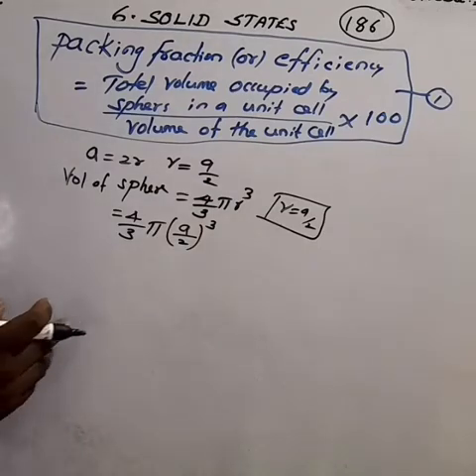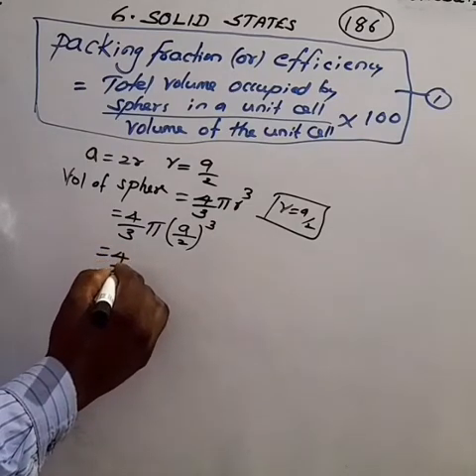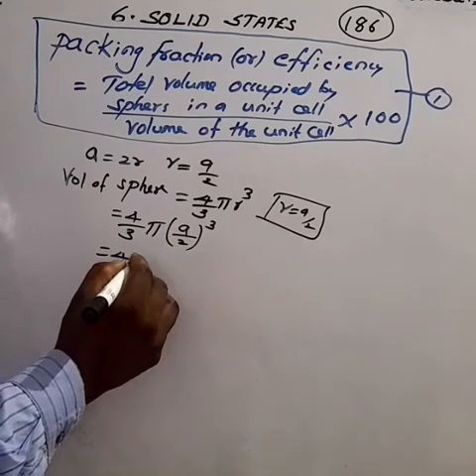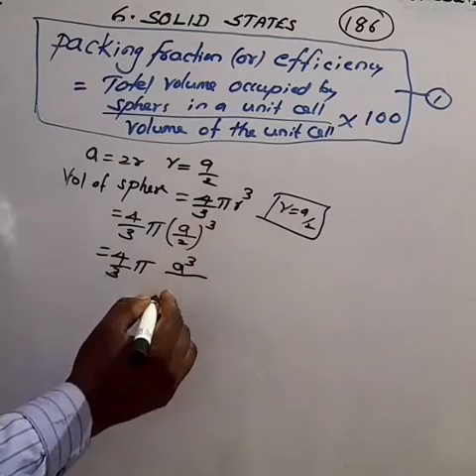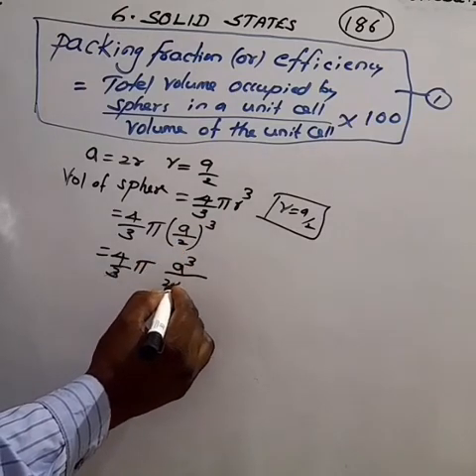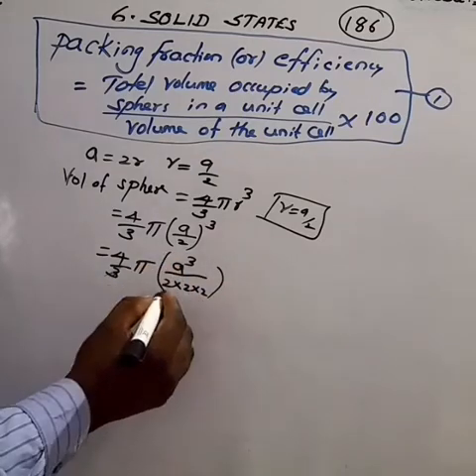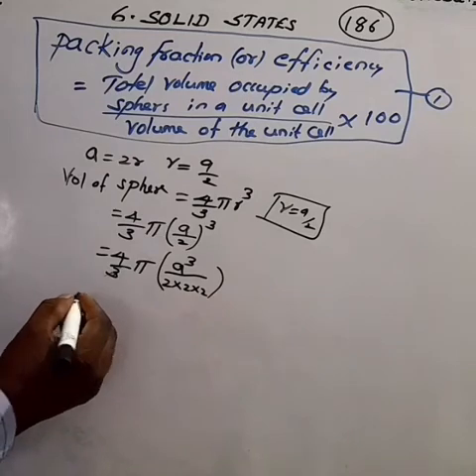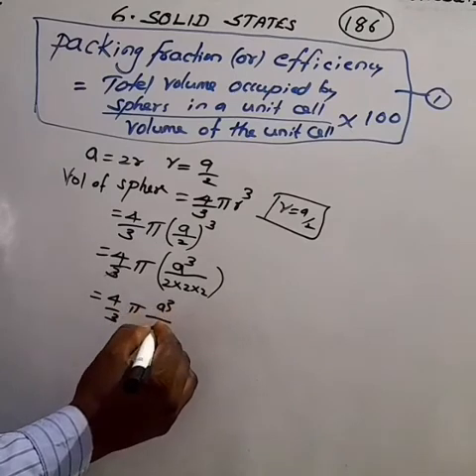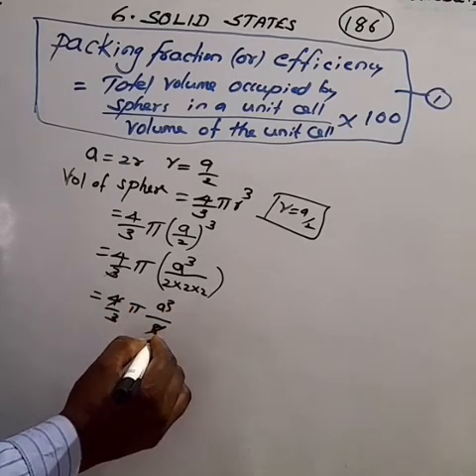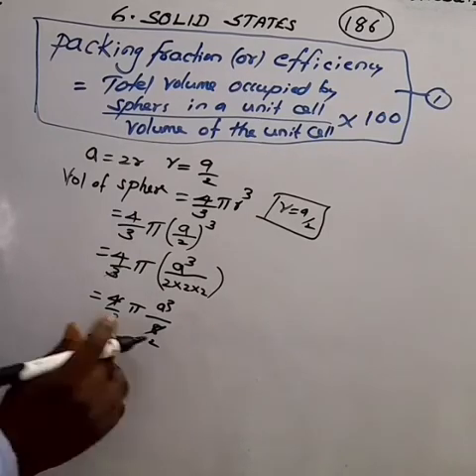So that is equal to 4 by 3 pi, a cube divided by 2 into 2 into 2. 2 into 2 is 4, 4 twos are 8. This 4 and this 4 I am going to cancel, so I am writing here 2. 2 threes are 6. So we get pi a cube divided by 6.